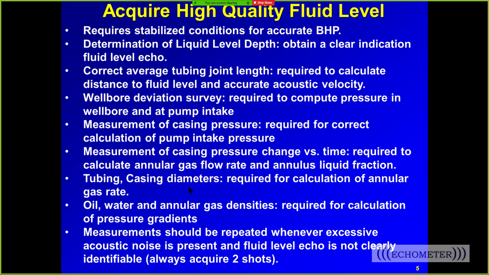You need the depth. So that means you probably need an average joint length, because that's going to give you an accurate depth. If you have a gnome downhole marker, you need that, something to give you an accurate depth to get an accurate acoustic velocity.